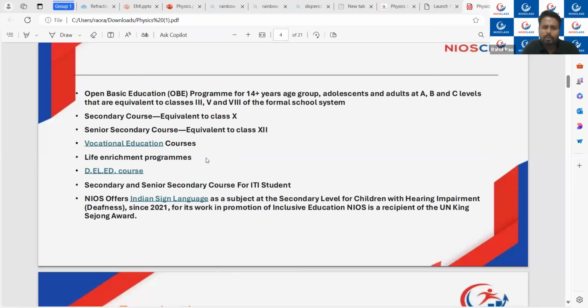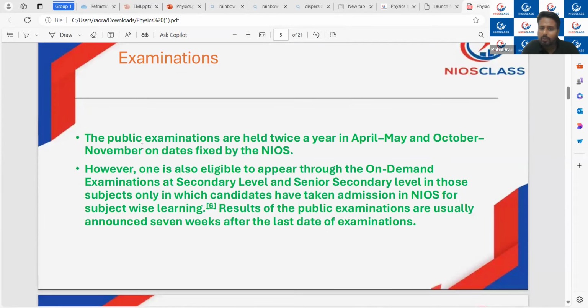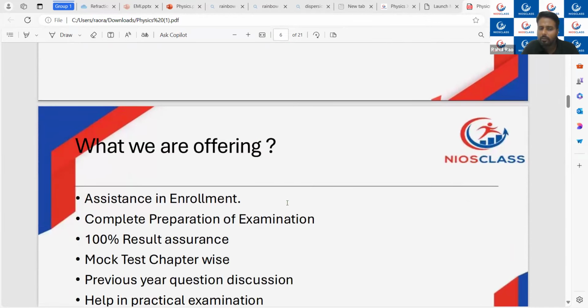For all kinds of courses, you can visit their website and check what subjects are offered and what the syllabus is. All the things you can get. So I will tell you the examination pattern. Public examination is held twice a year, April-May and October-November. However, one is also eligible to appear through the on-demand examination at the secondary level and senior secondary level, in those subjects only in which candidates have taken admission in NIOS for subject-wise learning. That I tell you now. For each subject you can write the exam also. This is the option here.